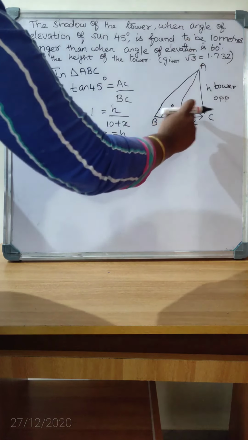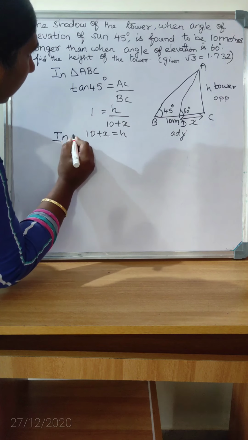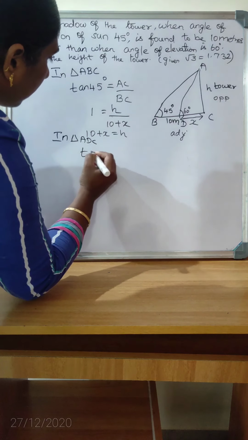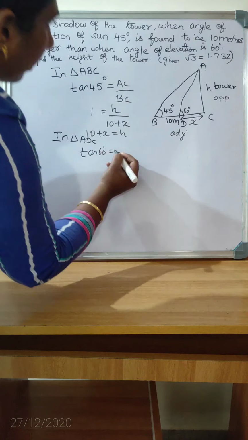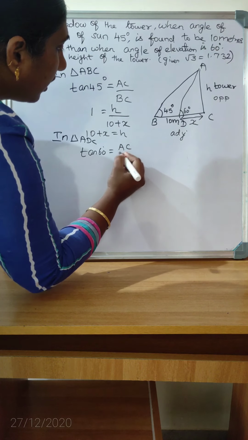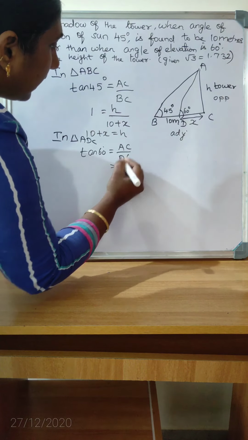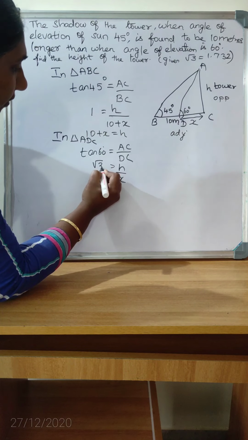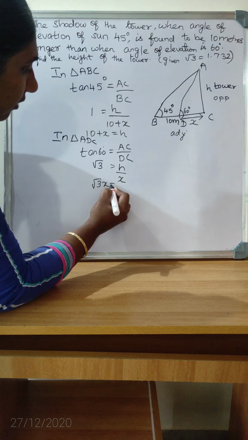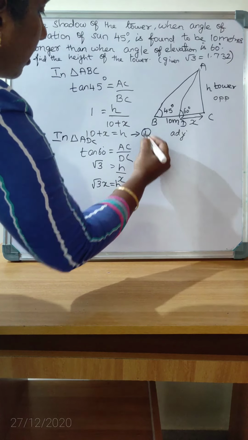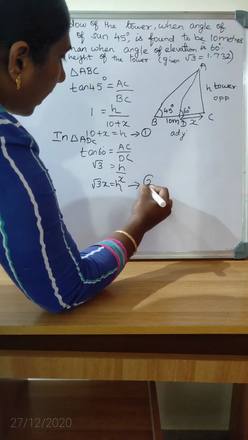Now I have taken one more triangle, triangle ADC. Tan 60 degrees equals again opposite by adjacent, so AC by DC. AC we have taken as h and DC we have taken as x. Tan 60 value is root 3. So root 3 x equals h. We'll keep this as equation 1 and this as equation 2.